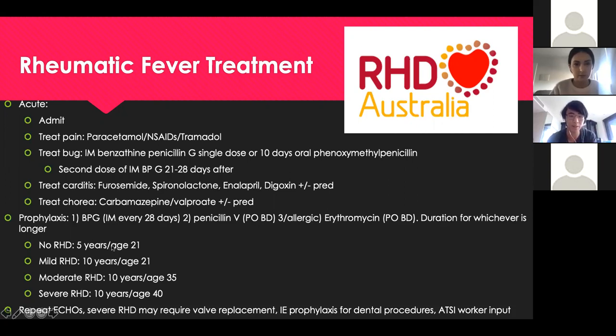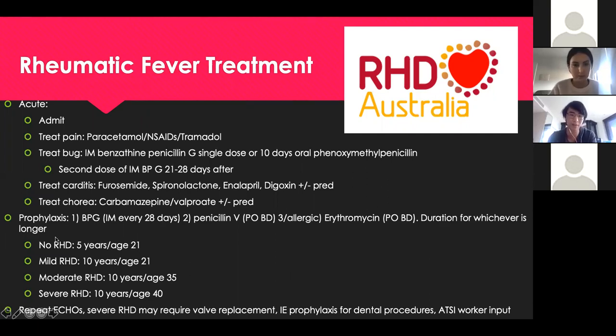So the first line treatment is benzathine penicillin intramuscular, and that's going to be every 3 to 4 weeks. But a lot of people don't like injections. So the second choice would be phenoxymethylpenicillin or penicillin V, and that's twice daily. And if you're allergic to your penicillins, then you can give erythromycin. And the duration of this prophylaxis is actually really long.